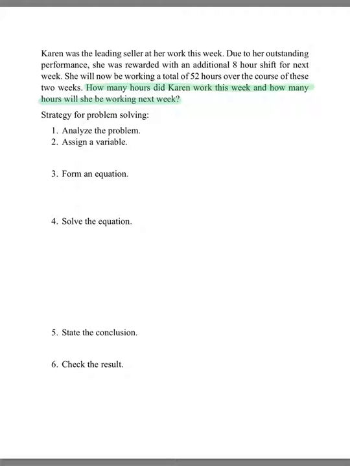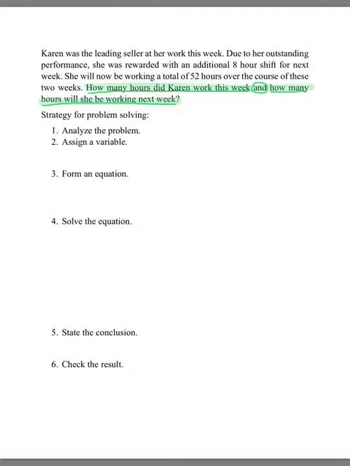So now, there's two questions we want to answer. They're separated by the word and. The first is, how many hours did Karen work this week? That's going to be represented by one variable. And the second is, how many hours will she be working next week? It's going to be represented by the second variable. We'll go ahead and use x for the first and y for the second.